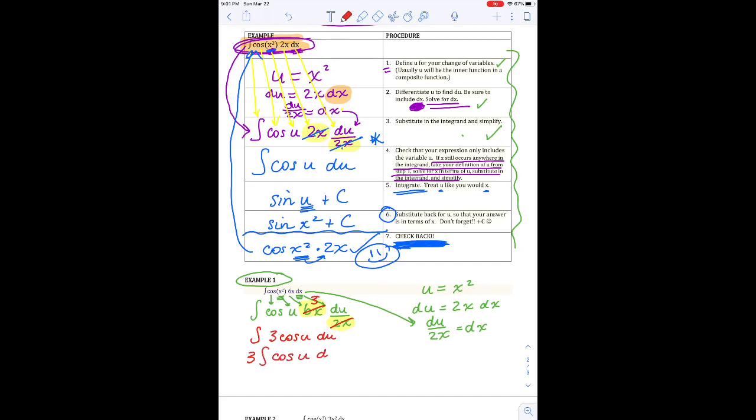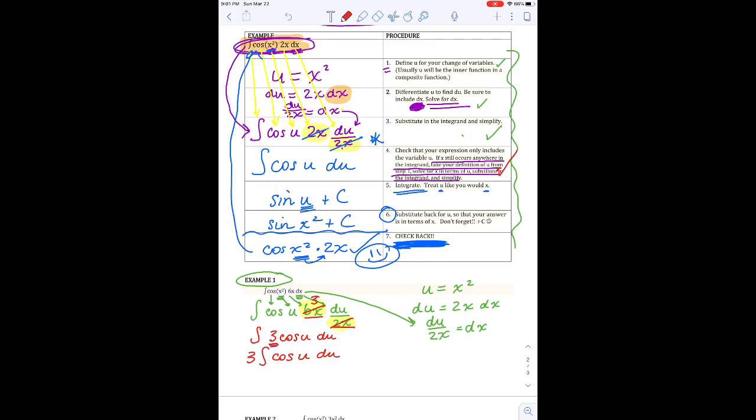And then I just really have cosine of u du, which is where we were before. So then I'm saying to myself, once I get it down to just u's and du's, that's a check mark now on step 4. Canceled these guys out here, 6x and 2x. Got it down to just u's and du's.